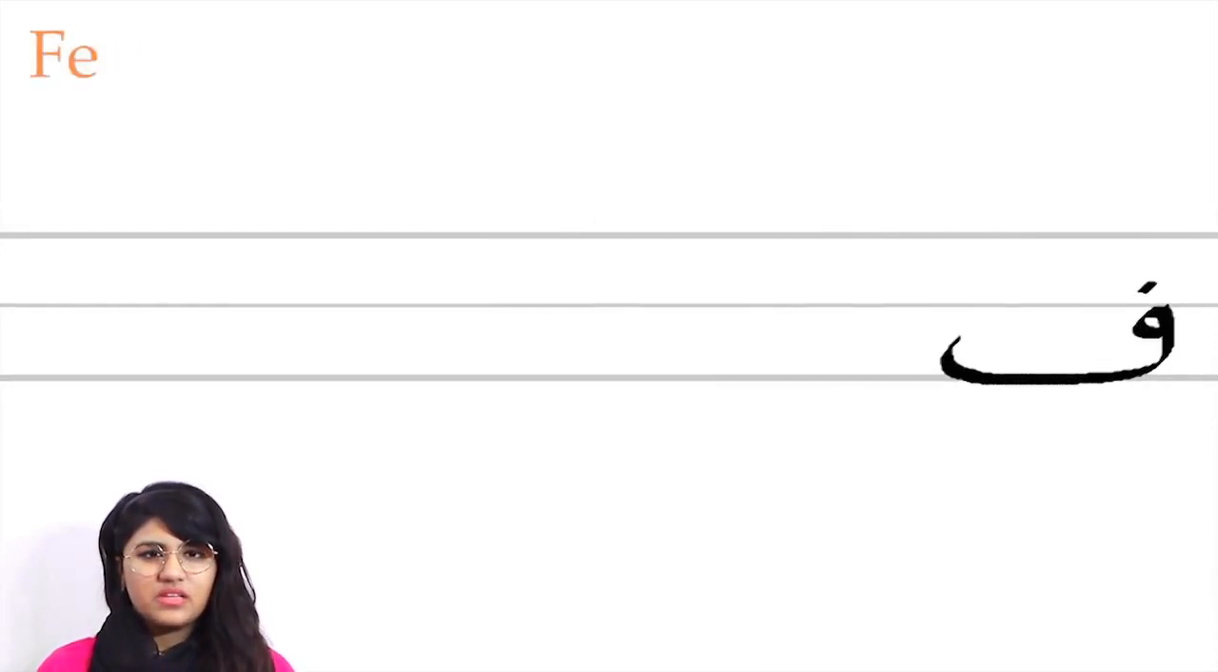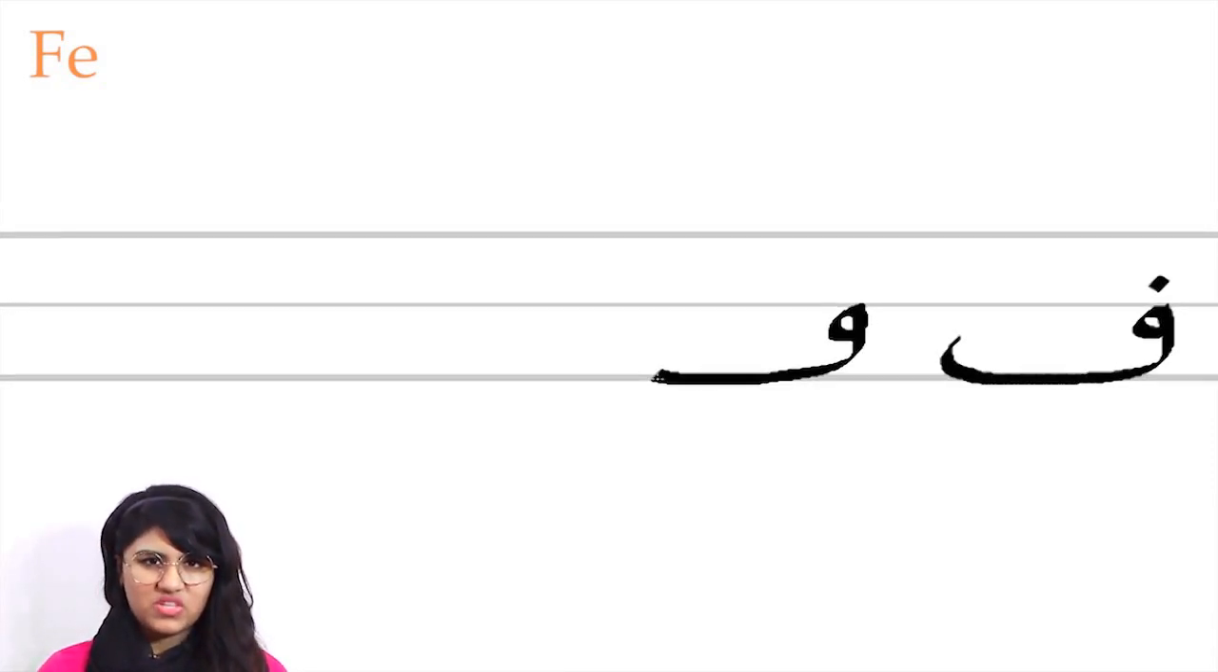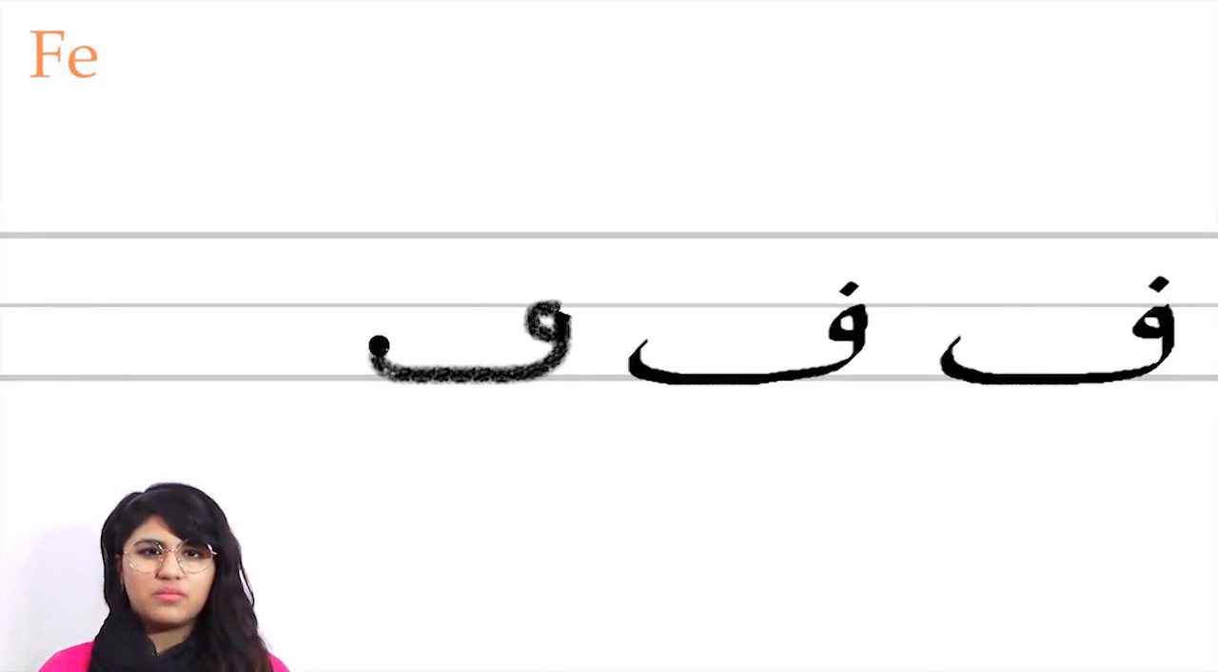Fe. You start at the bottom of the circle, you're gonna make a small neck, and then make a boat with a curve at the end, and you put a dot. You're gonna make a small circle, neck, big boat, and a dot on top of the circle. Once more, and you put a dot.